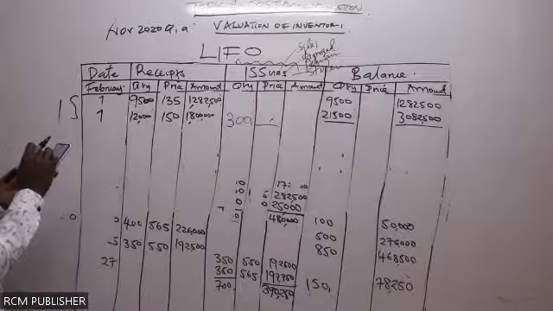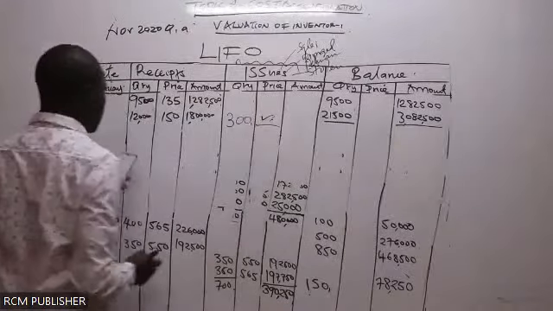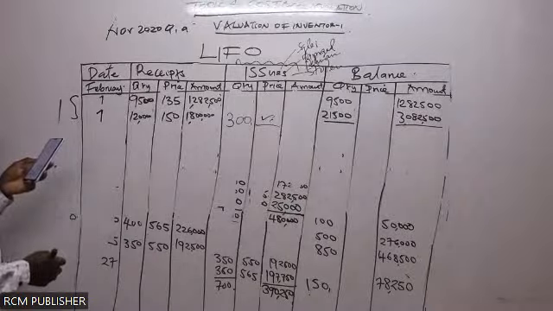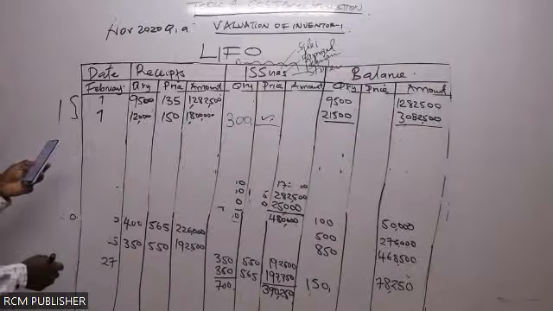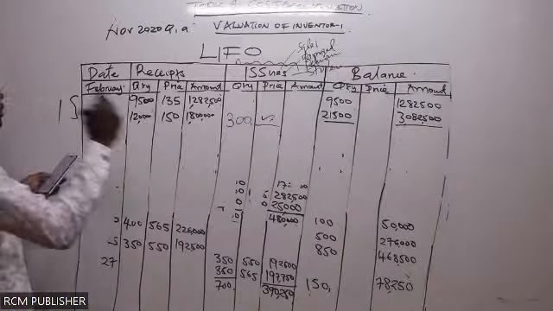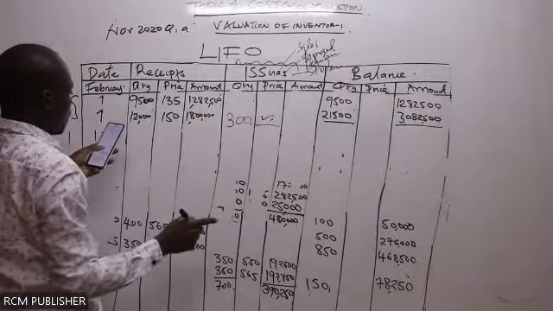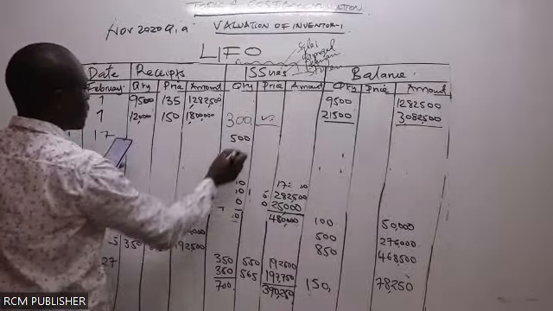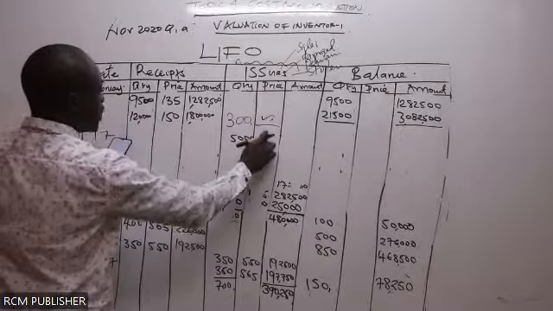So on 9th, company reported shortage of 300. I think I've explained that here. Then on 19th, 600 units of the units sold on 17th were returned by the customer. So it means they issued some goods. On 17th, they issued. How many goods did they issue? 500. Let's say 5,000 at 2. This 210 is irrelevant.